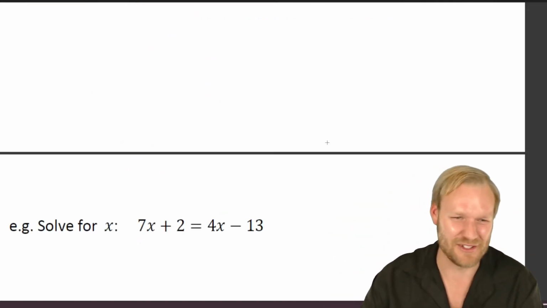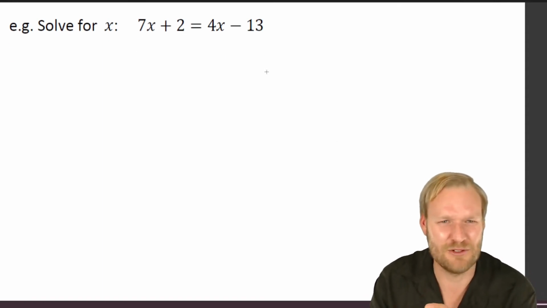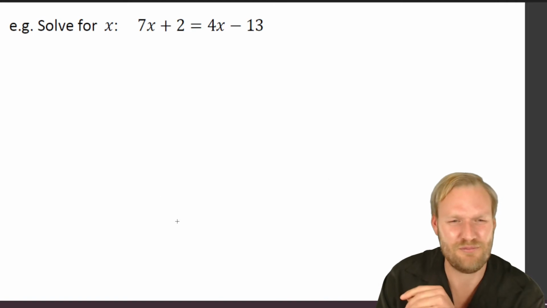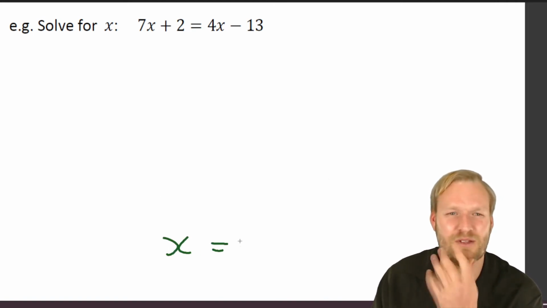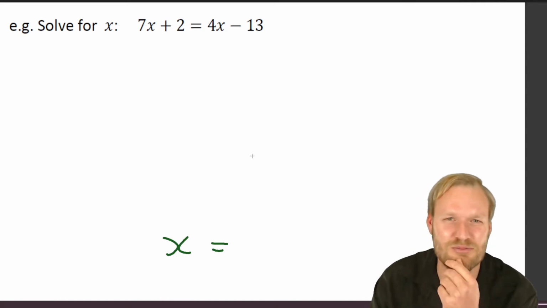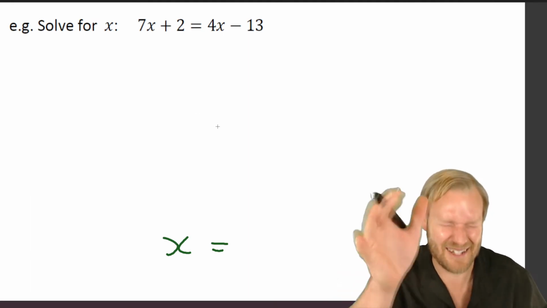Let's just run through a few and see if anything interesting pops up. 7x plus 2 equals 4x minus 13. My question to you is simply, what's the answer? What's x equal to? Okay, well, let's see if what you wrote is what we get now. And maybe they're going to be different. Maybe I'll make a mistake.